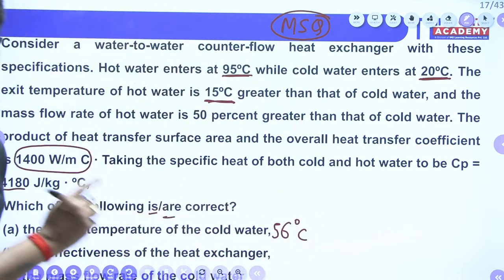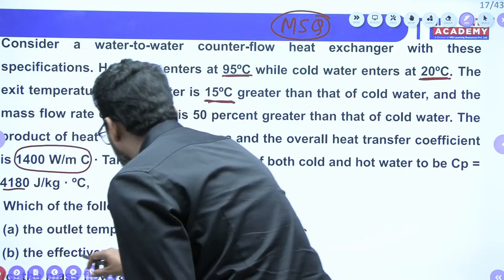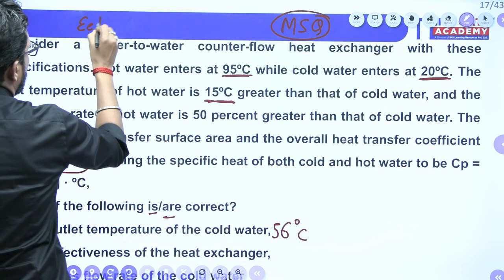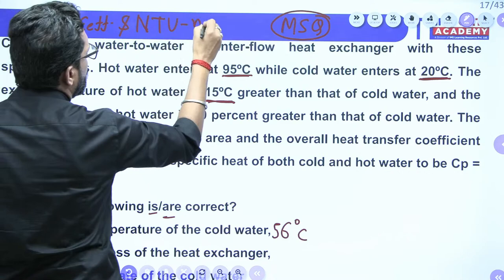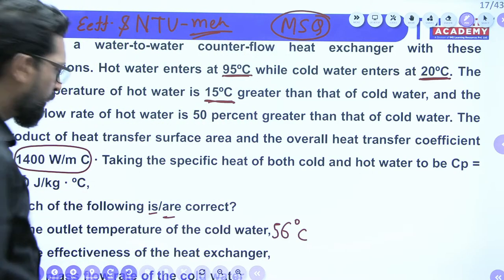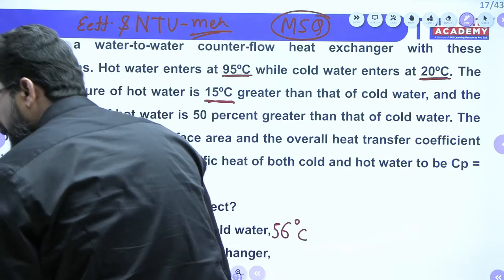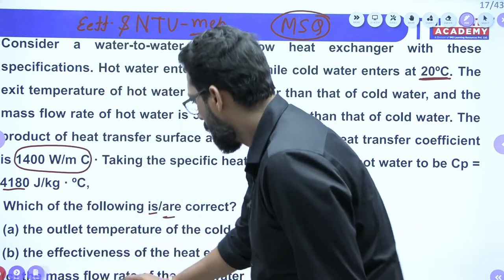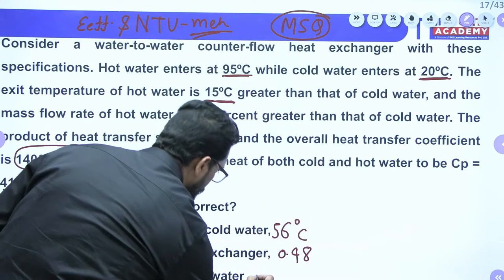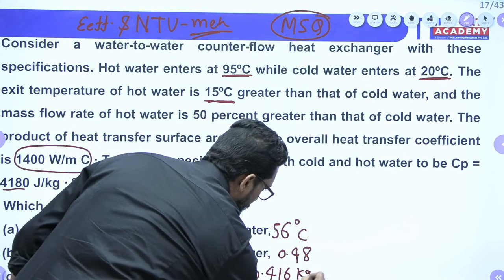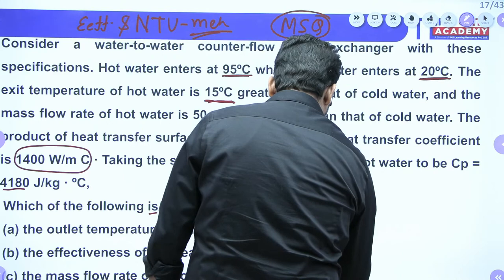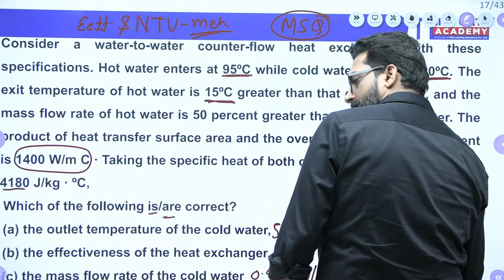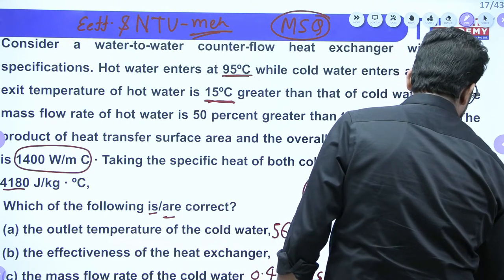Whether it is correct or not we will check now. The effectiveness of the heat exchanger, this question is related to the effectiveness and NTU method. The effectiveness of the heat exchanger is 0.48. Whether it is correct or not, we'll check. The mass flow rate of the cold water is 0.416 kg per second. And option D is given with the heat transfer rate, 62.6 kilowatt. Whether it is correct or not, we'll check.